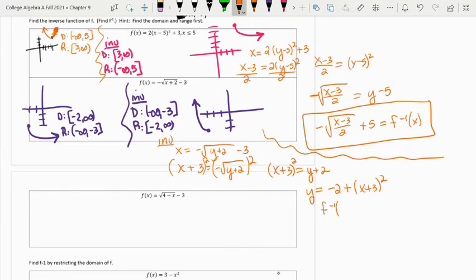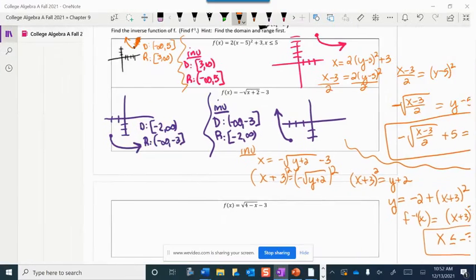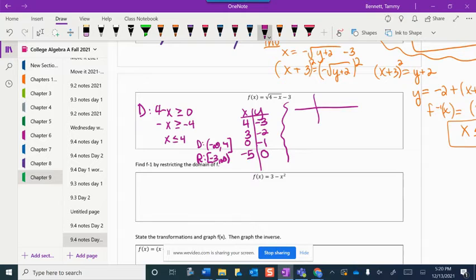So f inverse is x plus 3 quantity squared minus 2, but make sure we stipulate the domain. My domain is x has to be greater than or equal to negative 3. No, x is less than or equal to negative 3. Because of how the range originally happened, now all my x's have to be less than or equal to negative 3.